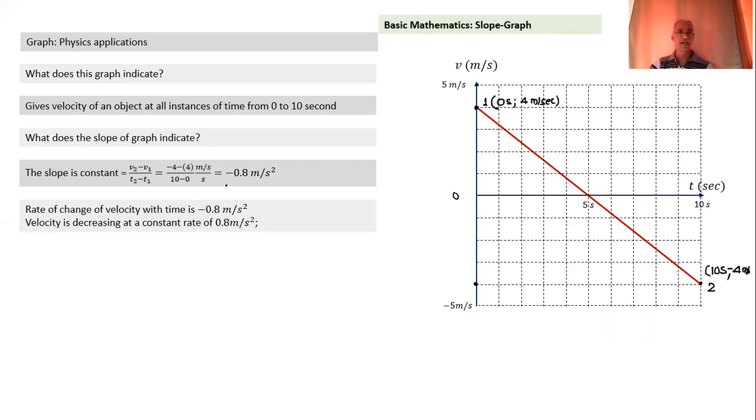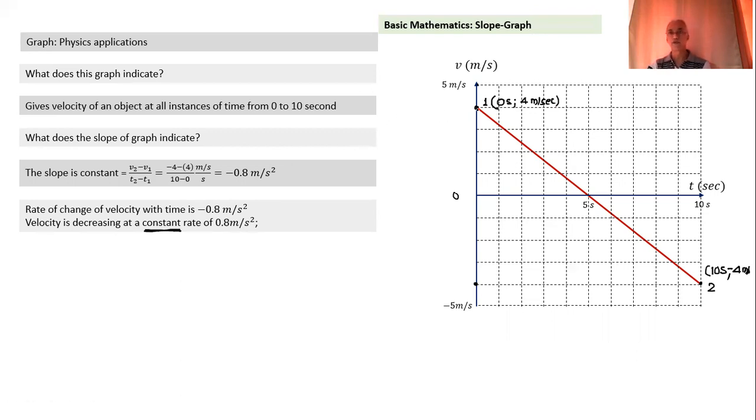So how do you state this term? There are two ways of stating this. Rate of change of velocity with time is equal to minus 0.8 meter per second square, or I can also say negative indicates a decrease. Velocity is decreasing at a constant rate of 0.8 meter per second square. Why was the word constant used here? The rate of change is slope, and since the slope is constant, that's why I use the term constant here.